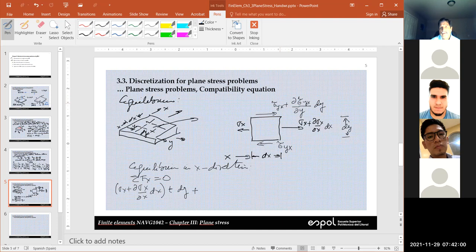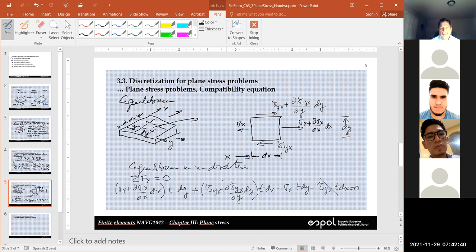We also have this other force here, which is tau yx plus the rate of change, but in the y direction. And we need to multiply by the area. It's going to be dx times the thickness. Now, this and that are going to be negative sigma x times t dy and minus tau yx, t dx, and all of that has to be 0.